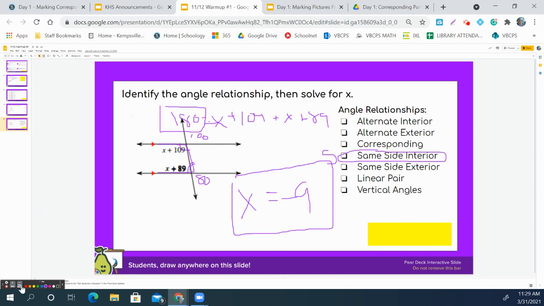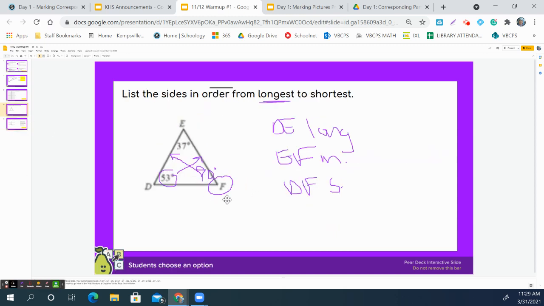Just like in the last question when we got 90 degrees and the picture did not look like a 90 degree angle, that should cause you a moment of, hey, did I do that right? And of course you did. It's just a matter of making sure. Okay?